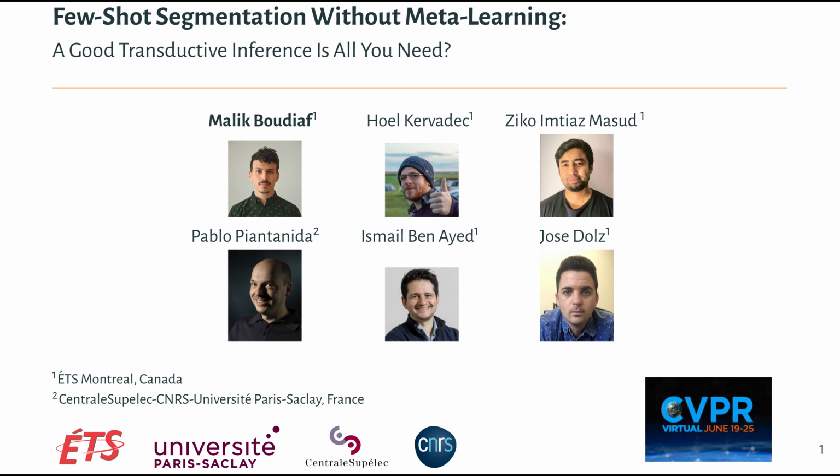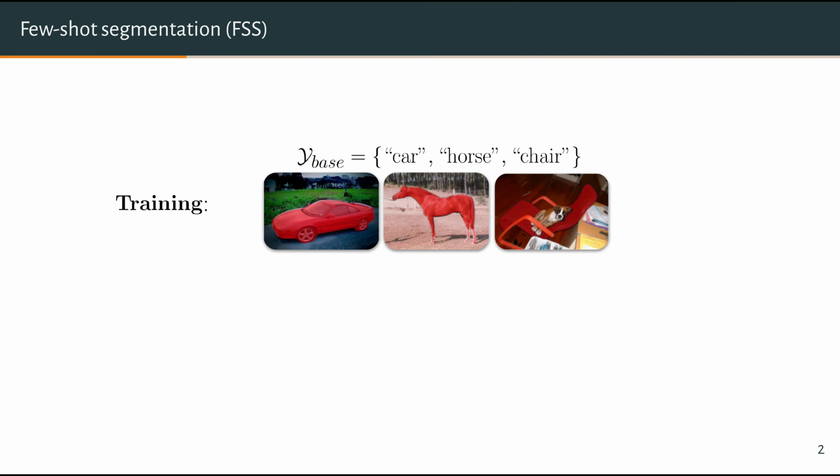And today I will be discussing our work on few-shot segmentation. But first, let me describe the few-shot segmentation setting. So in this setting, you are given access to a fully annotated training set with the set of base classes. And at test time, the model is evaluated based on its ability to generalize to unseen classes.